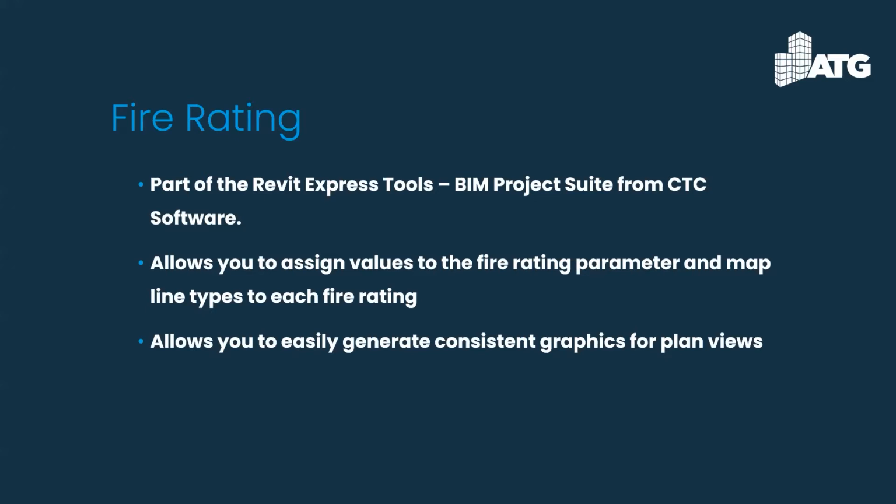The fire rating tool specifically allows you to assign values to the fire rating parameter on walls. And then you can map line types to each fire rating so that Revit knows this line type is associated with this fire rating value, which further allows you to more easily generate consistent graphics between multiple floor plans, and allows you to do it fairly quickly.